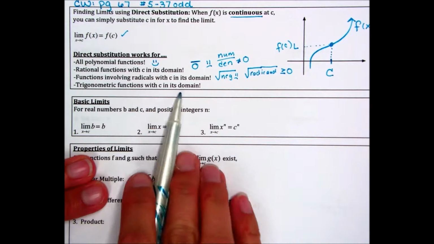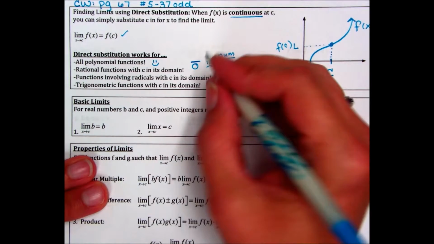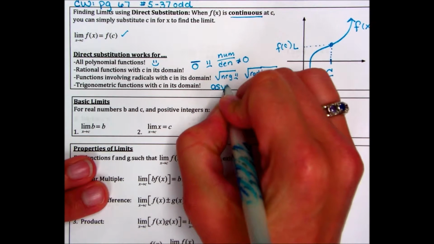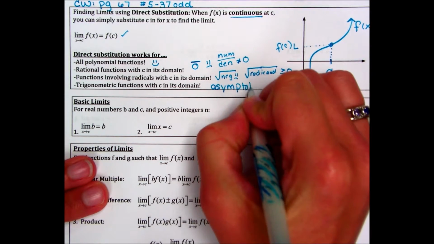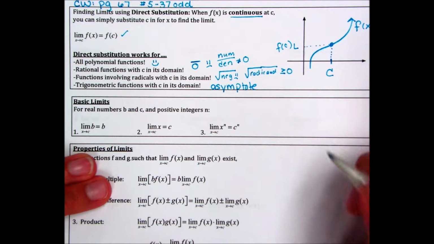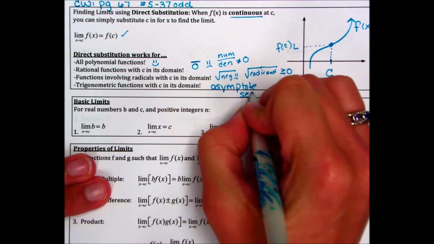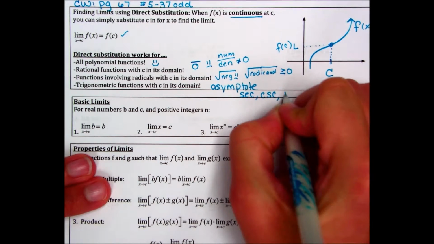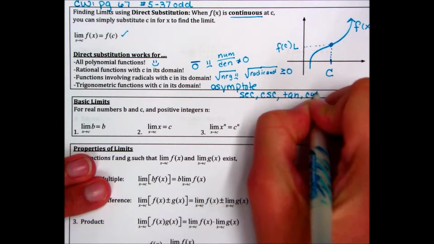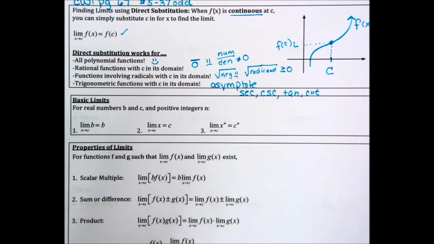Trig functions with c in its domain, what do we have to watch out for here? We have to watch out for asymptotes. Make sure that c is not an asymptote. So things like tangent, tangent has asymptotes, cosecant, secant, cotangent, those are all your ones with asymptotes. Secant, cosecant, tangent, cotangent. Those all have asymptotes at certain spots, depending on the period and the stretch and all that.